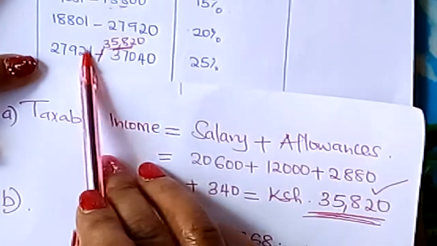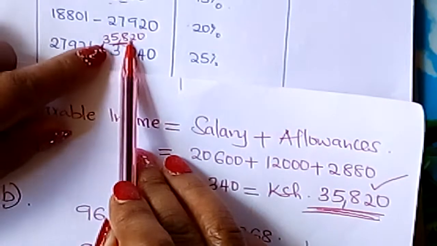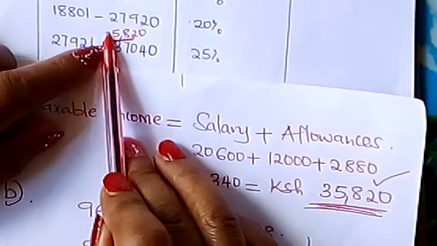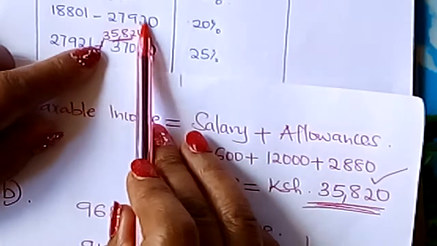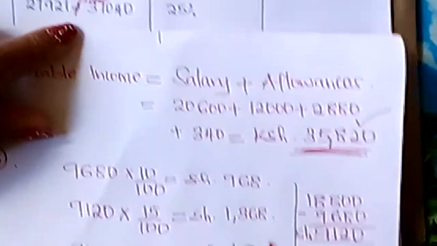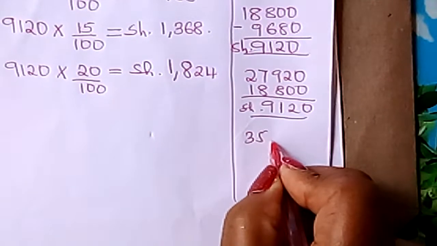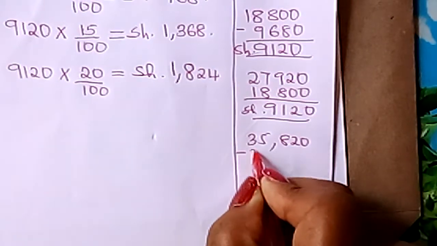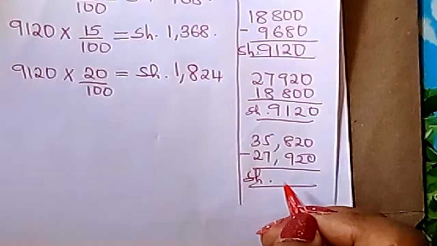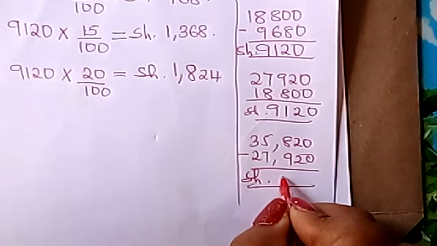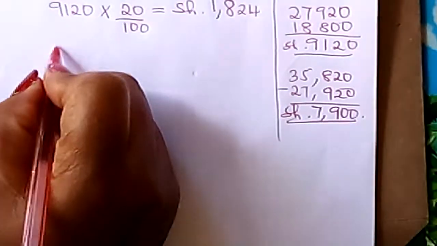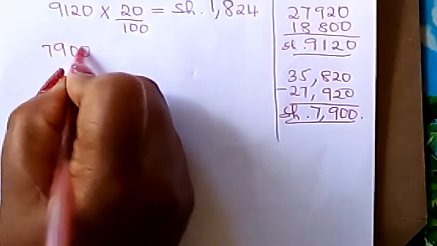We go to our last band. Our money was going up to the fourth band here. How do you get the amount of money in this band? You take your 35,820, you subtract the upper number, 27,920, and therefore using a calculator, learner, you should get 7,900. Good. You take that money here and you tax it.